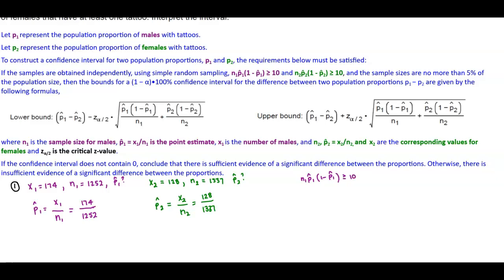So here we have 1252. We're going to multiply that by 174 over 1252 times 1 minus 174 over 1252. And we want to see if that's going to be greater than or equal to 10. Plugging this into our calculator, we're going to get 149.84. So we know it's going to satisfy that condition.